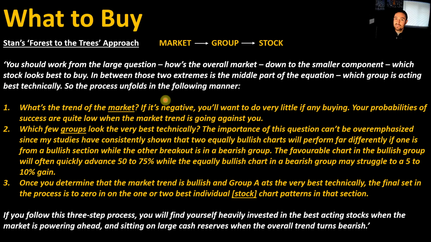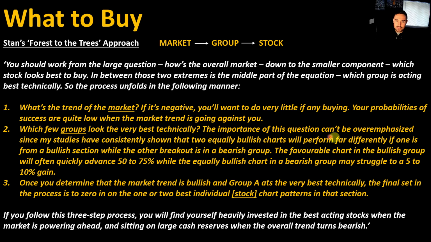So the process unfolds in the following manner. So now we're getting an insight into Stan's process, how he thought about things. What's the trend of the market? If it's negative, you'll want to do very little, if any, buying. Your probabilities of success are quite low when the market trend is going against you. Which few groups look the very best technically?